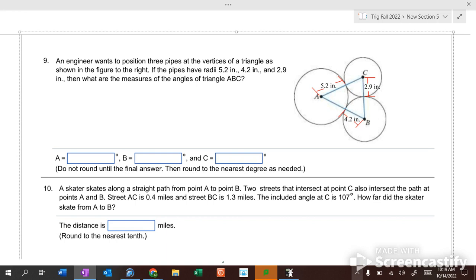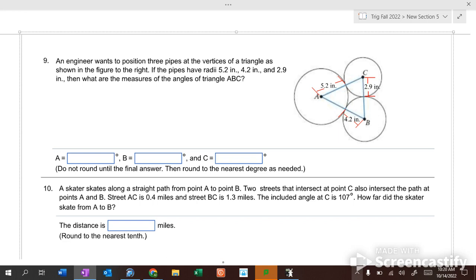Okay? All right. Then we'll get to a problem like this where an engineer wants to position 3 pipes next to each other like this. This pipe has a radius of 2.9. This one has a radius of 4.2. This one has a radius of 5.2. So how far apart are the centers of each of those pipes?